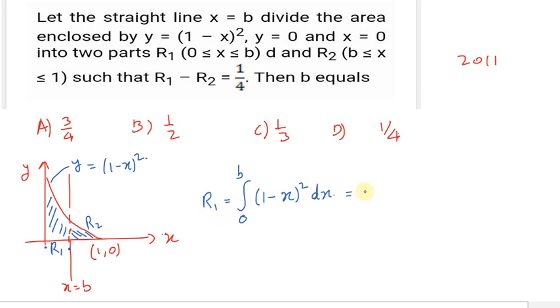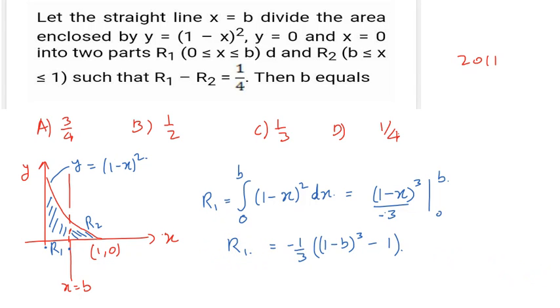So we can write this area as, proceeding with this integration, 1 minus x whole cube divided by minus 3, and I have to put the limits from 0 to b. Substituting the limits I'll have minus 1 by 3. When I put b it will be 1 minus b whole cube, minus, when I put 0 it's simply 1. So that is the value of R1.